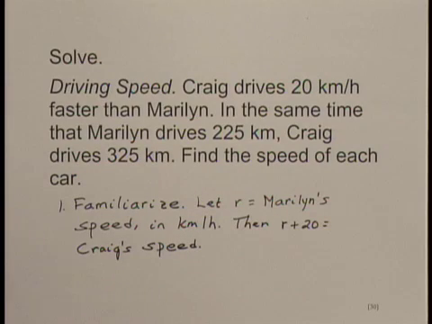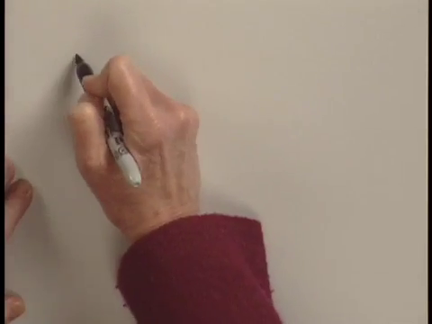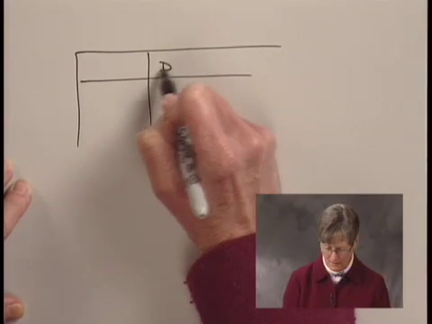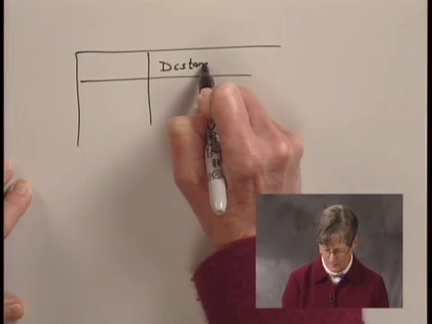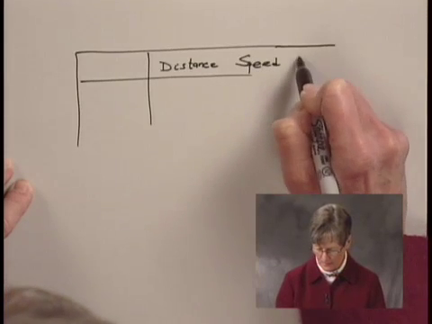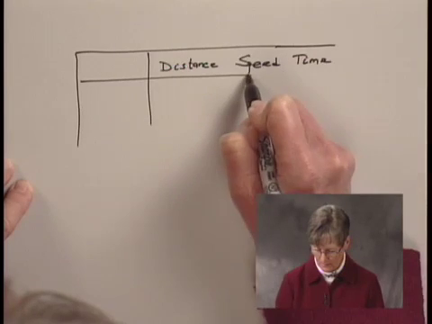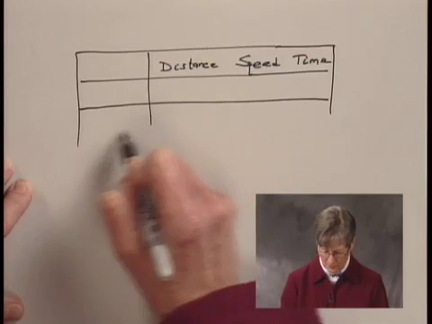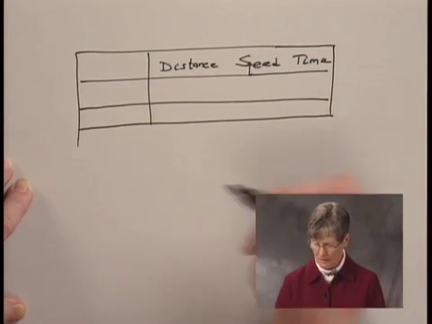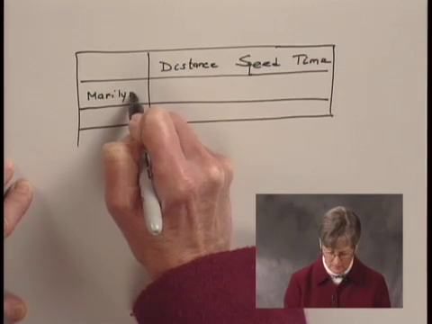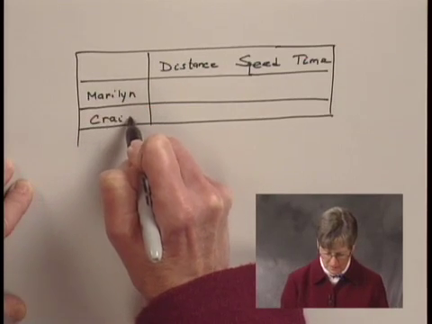Now, let's just sketch out a little table and try to organize this information. We'll draw a table. We'll put distance, speed, and time across the top. And we're going to have two rows. One will pertain to Marilyn's speed and one to Craig's. So this will represent Marilyn, and this will represent Craig.